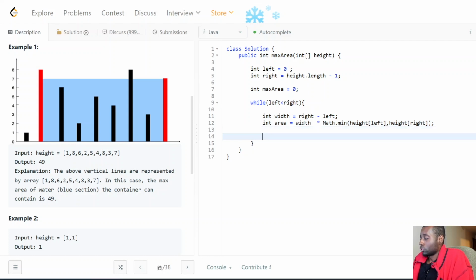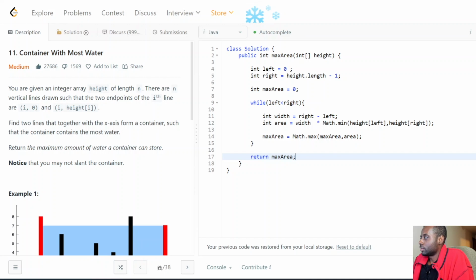Okay, so what's next for us is to make sure that we keep track of only the maximum one, guys. So it's either the current max area or the area that we just calculated, with the two different lines that the left pointer and the right pointer are pointing at. And then we return the max area. So let's see, looks good.